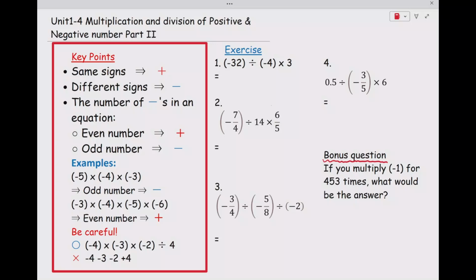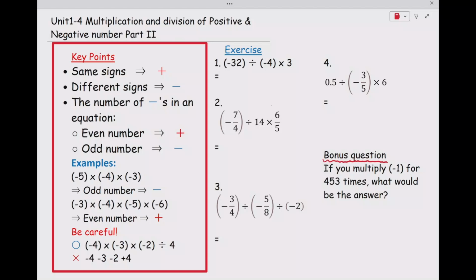Today, we will continue to learn multiplication and division of a mixture of positive and negative numbers. But we will be doing something a little more complex. So, if you have not watched the previous video, please watch that video first, as I think it will help you understand the contents of this video very well.